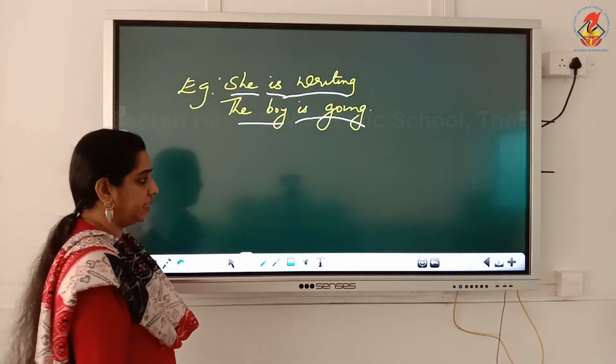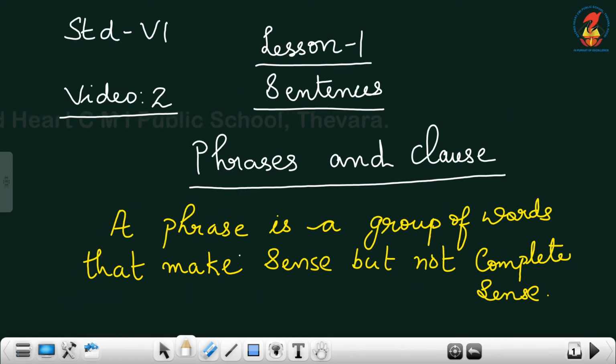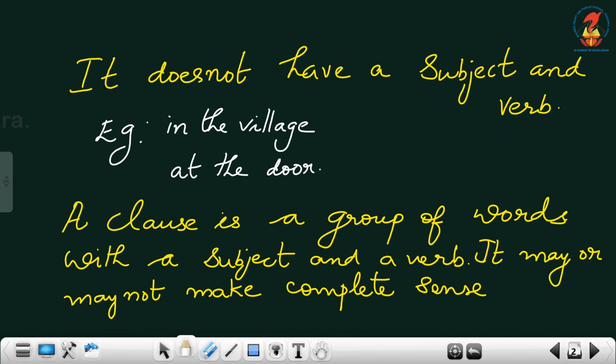Now, what did we study? We studied what a phrase is and what a clause is. A phrase is a group of words that make sense but not complete sense. It will not have a subject or a predicate. That means both will not be there, but it will be a broken combination of words, and sometimes it will be sensible, but sometimes it will not. Then a clause is a group of words with a subject and a verb. It may or may not make complete sense.